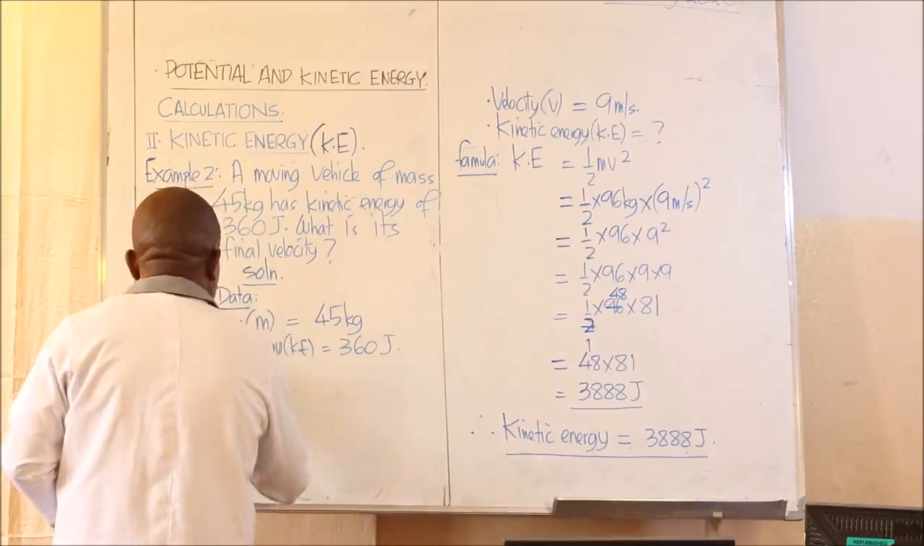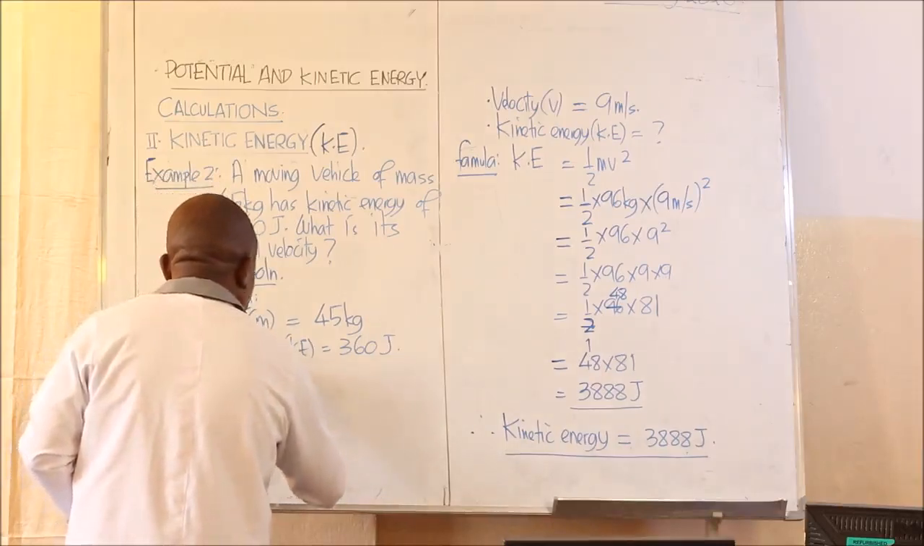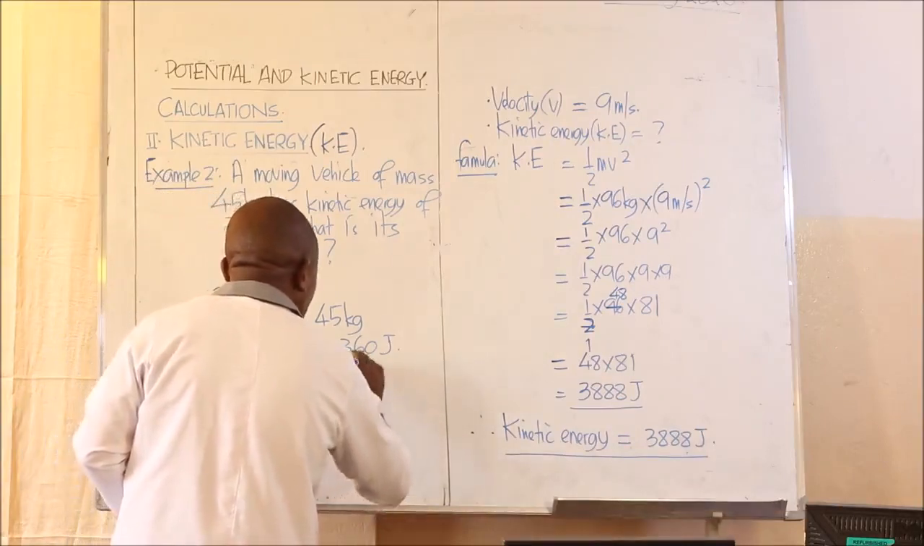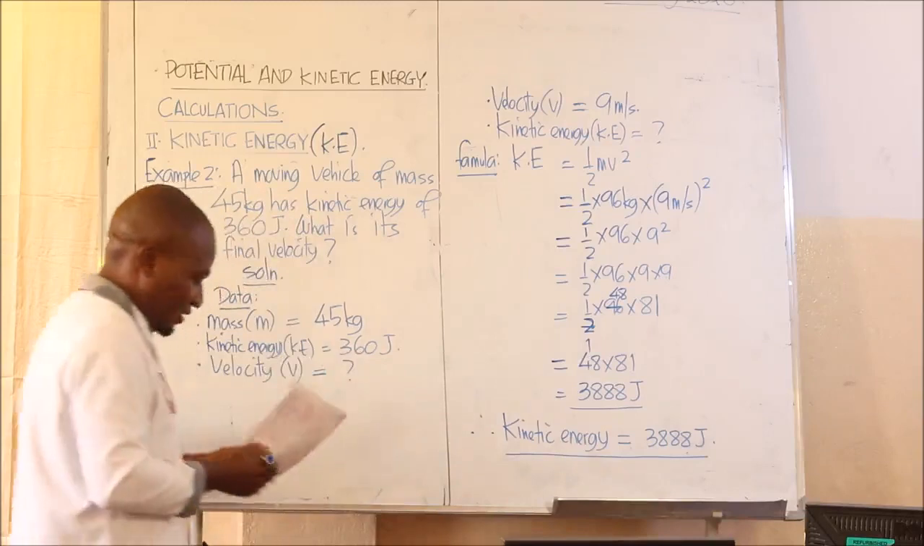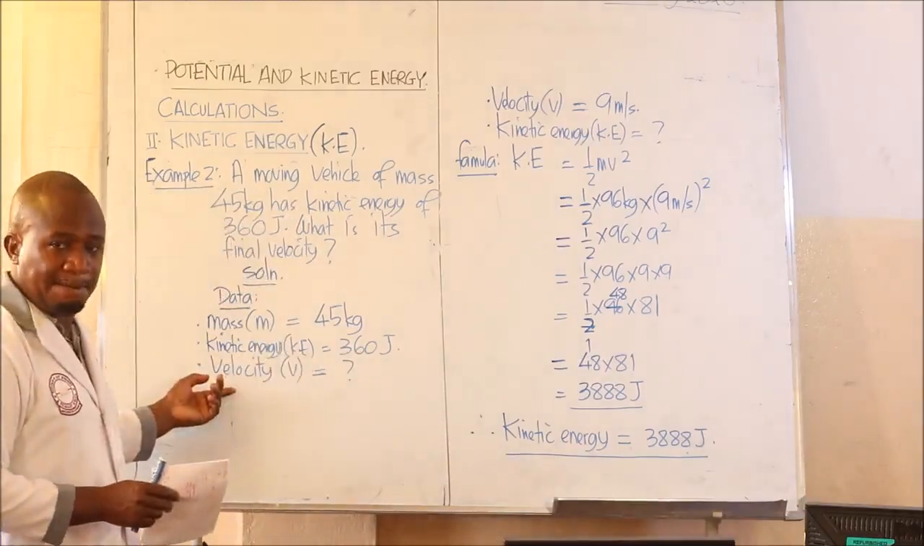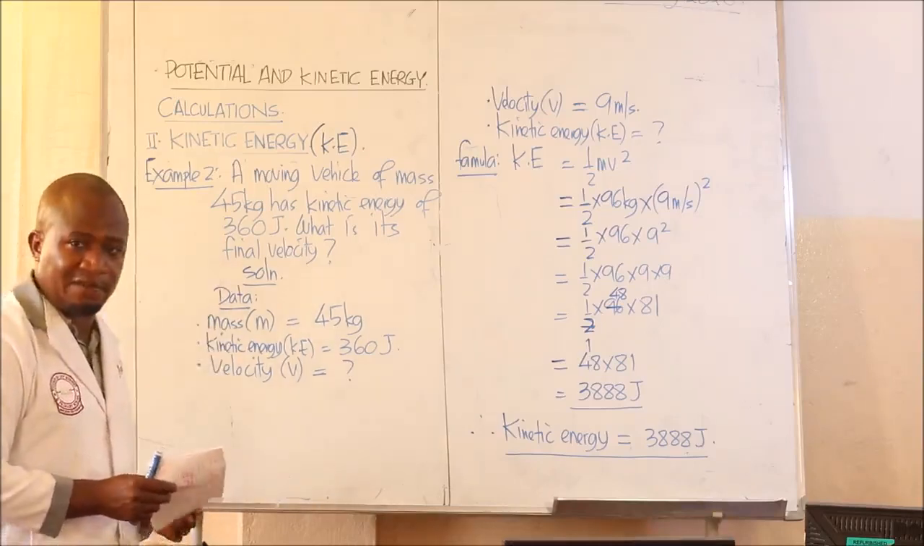Then velocity. What about final velocity? Velocity is just velocity, whether it is final or initial or average. Remember, units for velocity, meters per second or kilometers per hour, depending on how the question is given.